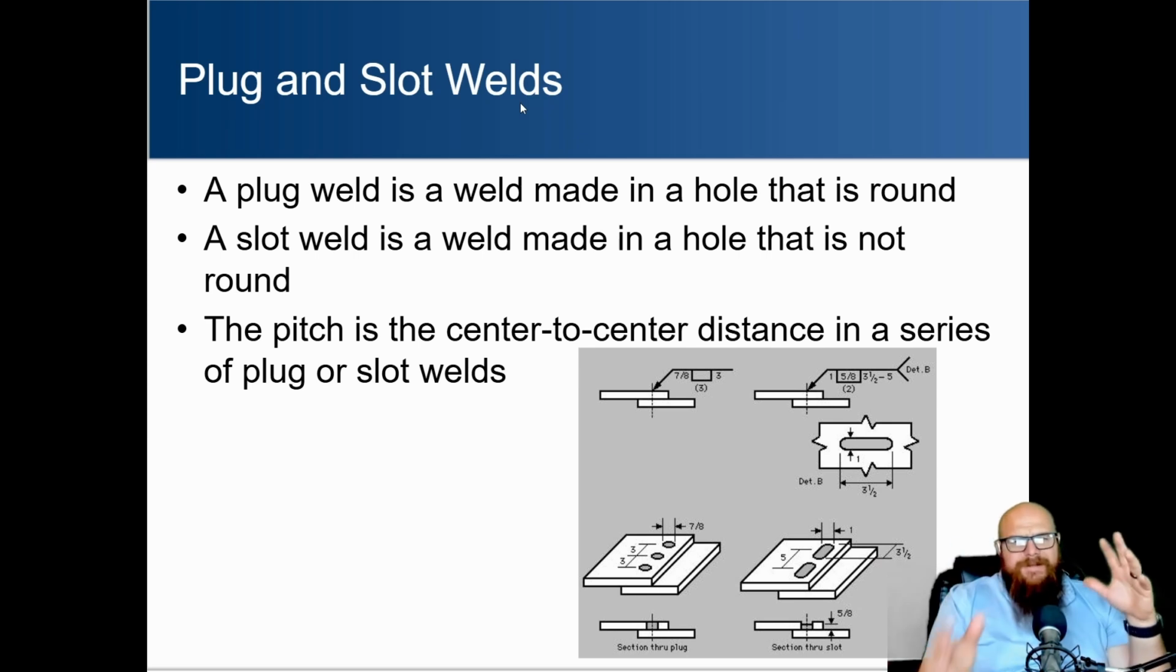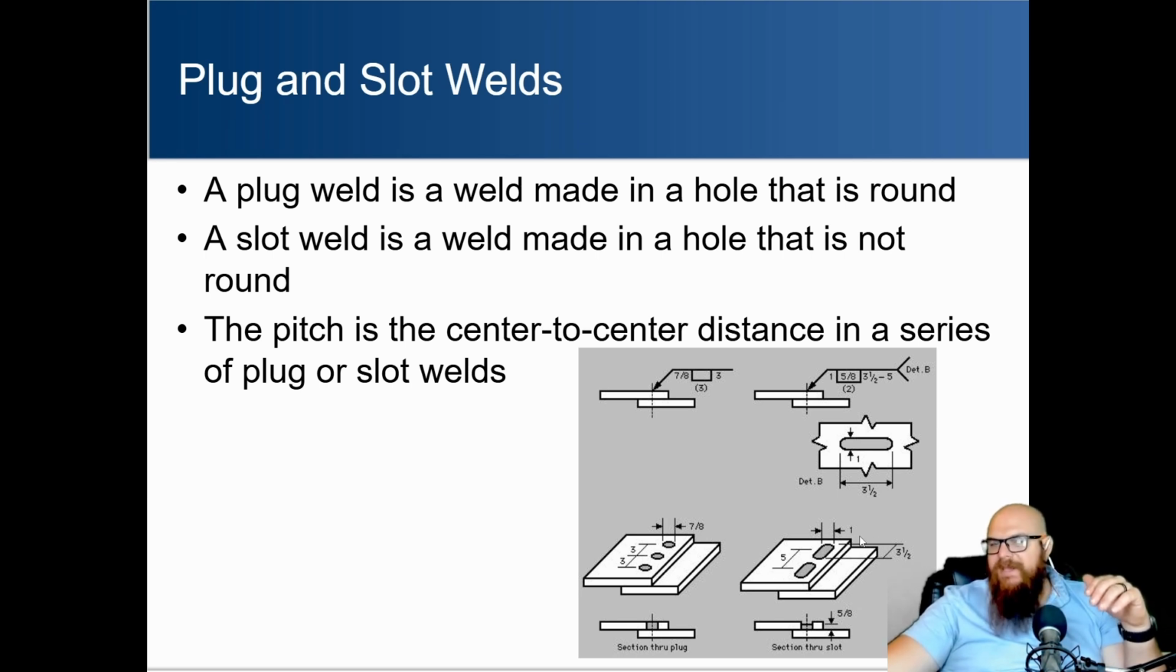If we're talking about plug and slot welds, these are not things that we do in this class, but you can do welds where we punch or drill a hole, maybe we have a slot, and then you fill that area up with a weld. So instead of doing a lap joint, maybe we can't do that. Maybe we want a square end, but we want to join these together. That's where plug and slot welds really come into play.